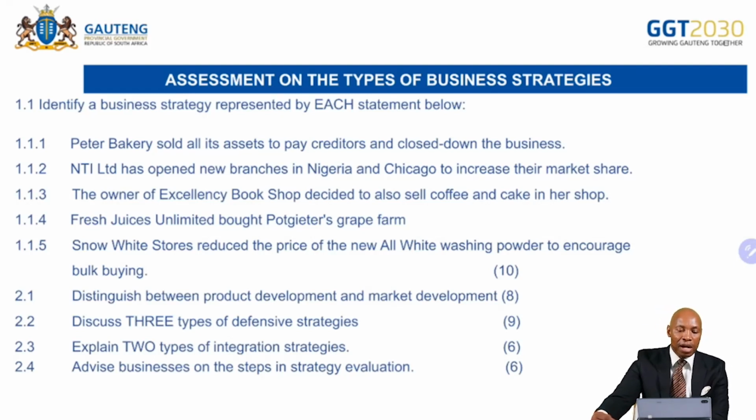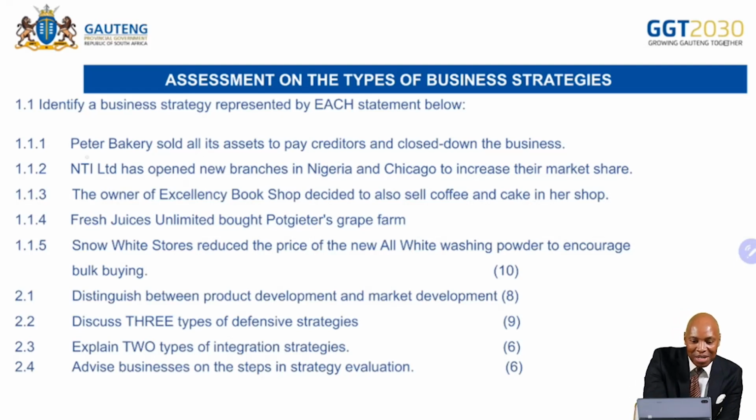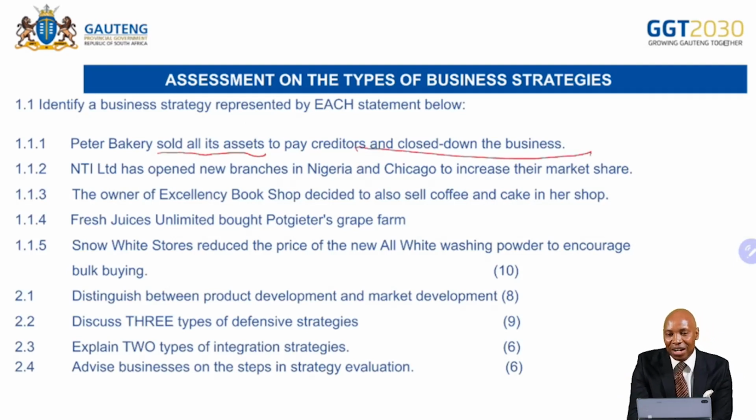It says, Peter Baker sold all the assets. You see now, Peter Baker sold all the assets to do what? To pay creditors and close down. Let me ask you now, which type of defensive strategy is this one? That is your what? Liquidation.